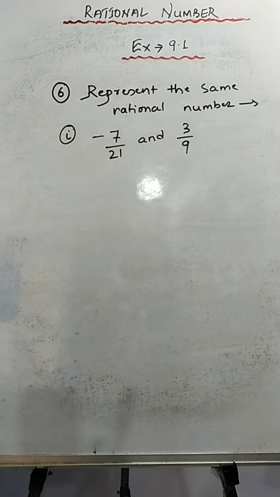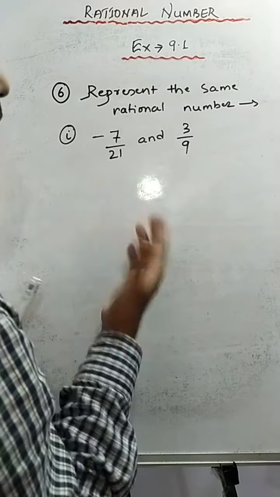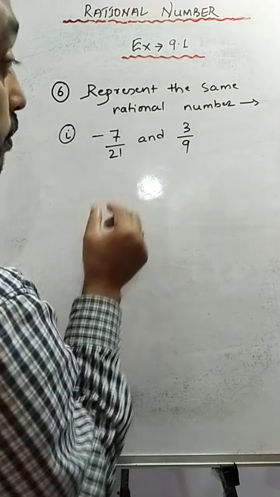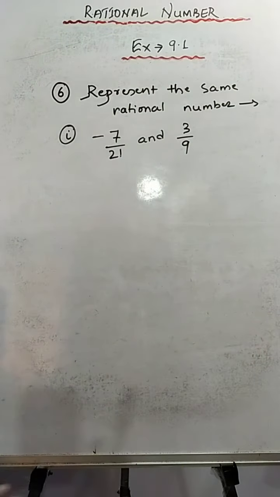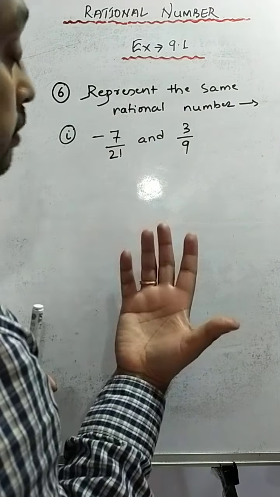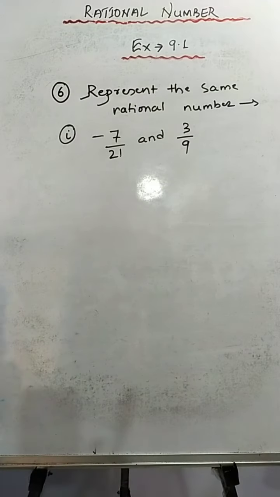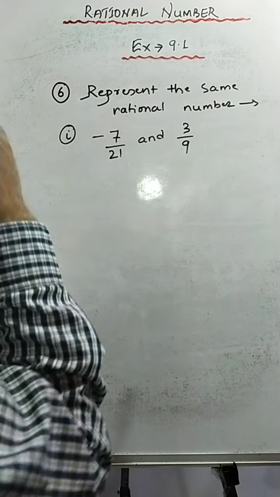Question number 6. In question number 6, we have to represent the same rational number. See, in each question they have given two rational numbers. Now we have to see whether these two rational numbers are the same or not. Okay, so what is the procedure? There are altogether 7 sums. I will explain the first 4 sums, and the rest of the 3 sums will be your homework. These are very, very easy, students.